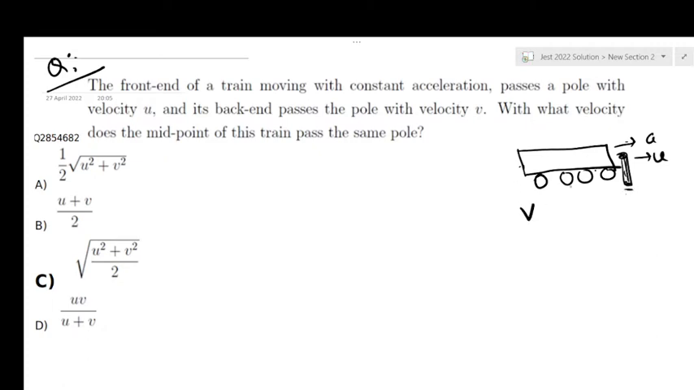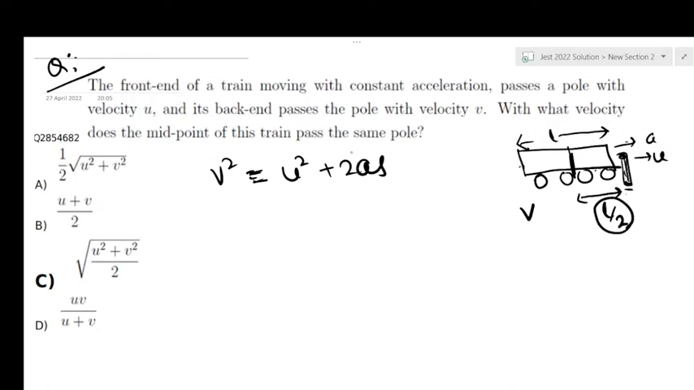Then what is the velocity of the midpoint when it passes the pole? If the length of the train is L, then when the pole passes the midpoint, the length will be L by 2. If we do this equation, v square is equal to u square plus 2as. This is the relation between the initial velocity and final velocity, and the displacement covered is L.